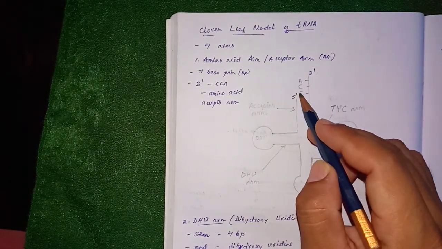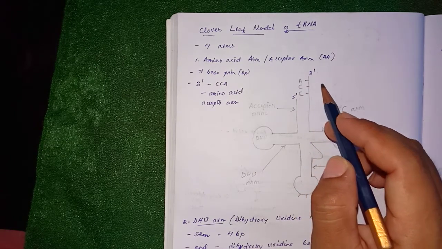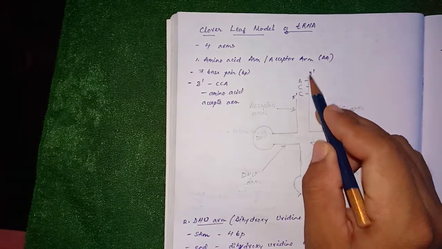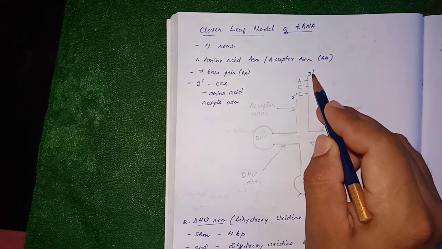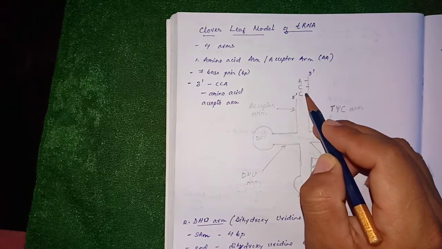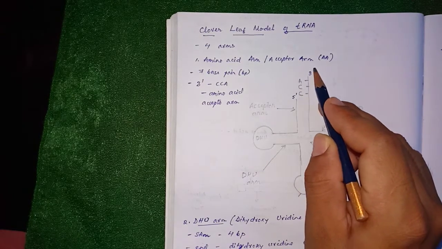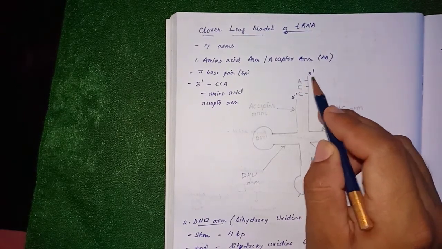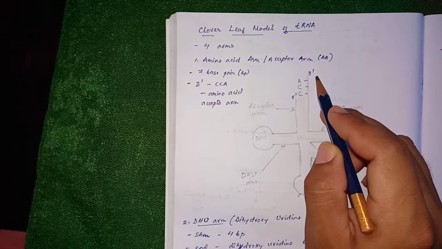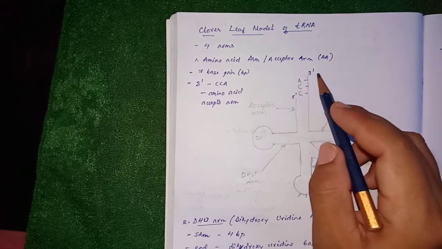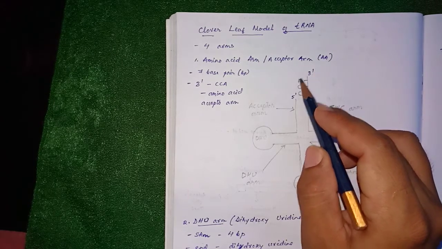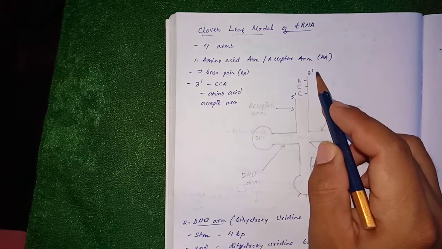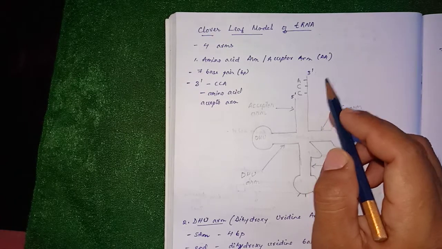this amino acid arm consists of 7 base pairs, possessing both 3' and 5' ends, and at the 3' terminus 3 nitrogenous bases are present, that is CCA, and these 3 nitrogenous bases at the 3' end can join with a specific amino acid. Hence this CCA end at the 3' end is also called the amino acid acceptor arm or carrier arm.